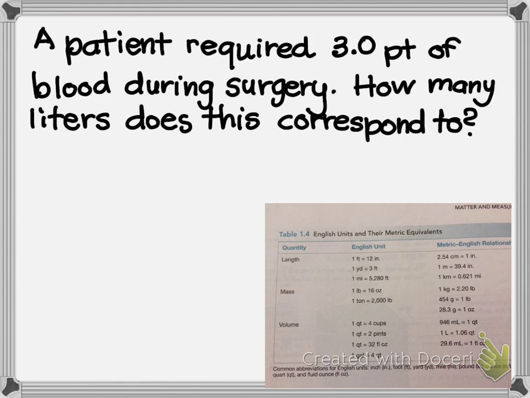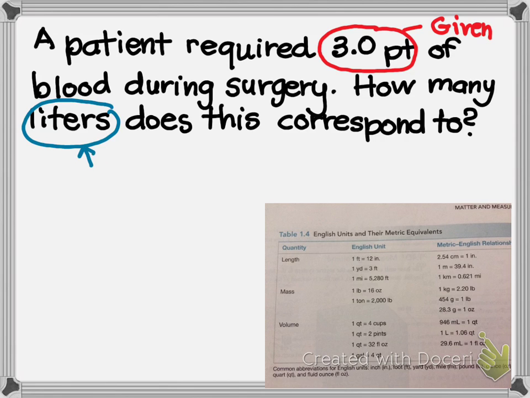So looking at it, I see 3 pints. I was given the 3 pints. And then it wants to know how much does this correspond to? How much what? How many liters? So I want to find this. If we think about what we're given, we're given a unit of pints, right? And then it's asking us to change that into another volume unit, liters.